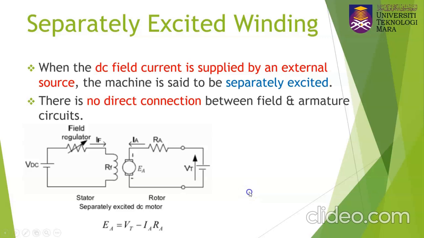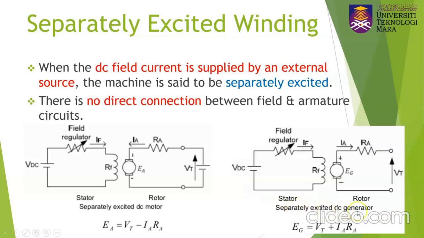For the separately excited DC generator, there is also no direct connection between stator and rotor. The difference between motor and generator is just the direction of the current flow. For a motor, the current flows from the supply to the motor. But for a generator, since we generate electricity, the current flows towards the load. So usually we connect the load here.